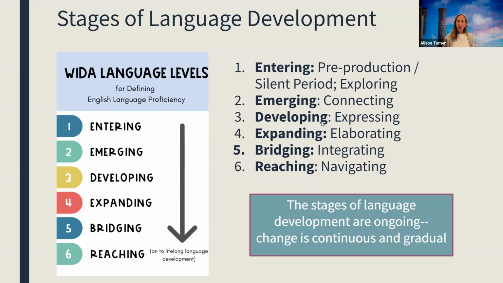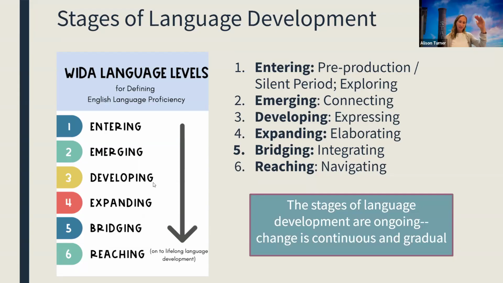As they move into emerging, they're starting to connect. They're starting to make connections between maybe their first language and this new language, English. Maybe they're starting to have word level utterances, right? Or being able to connect photos with words. So that's kind of the connection. Developing stage is when they're starting to express. So we might have short phrases, short sentences, might be some individual expression here in the developing stage.